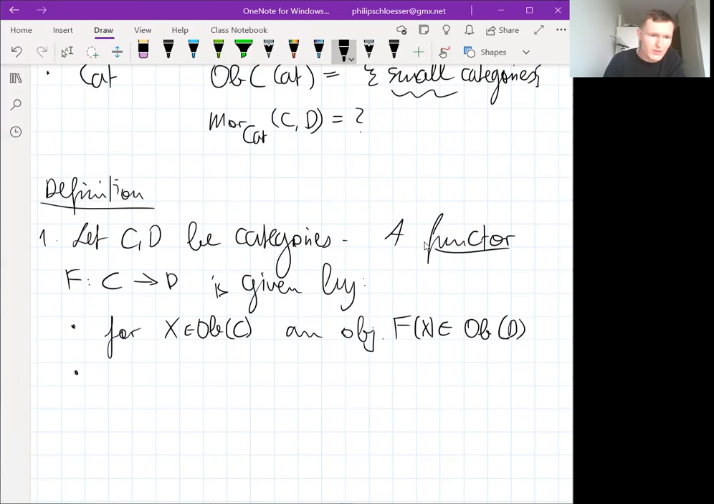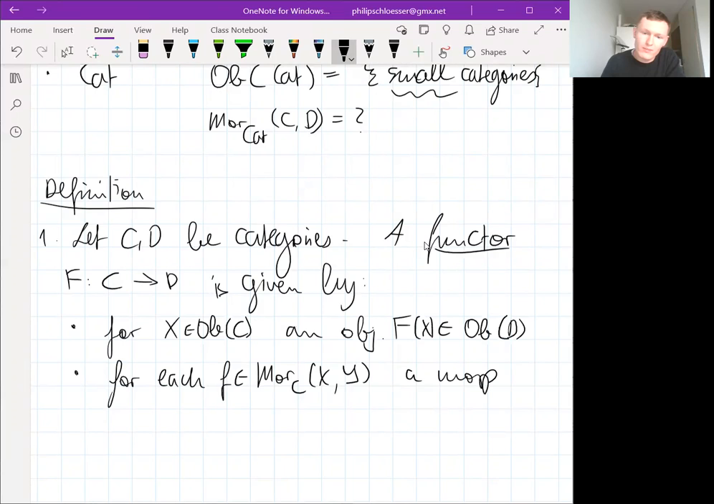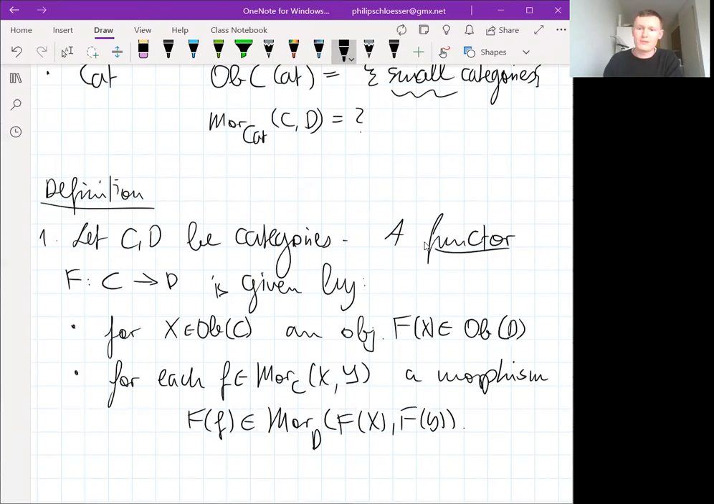And for every morphism f in the category C between two objects x and y, we have to have again a morphism F(f) that is now in the category D between the objects F(x) and F(y).